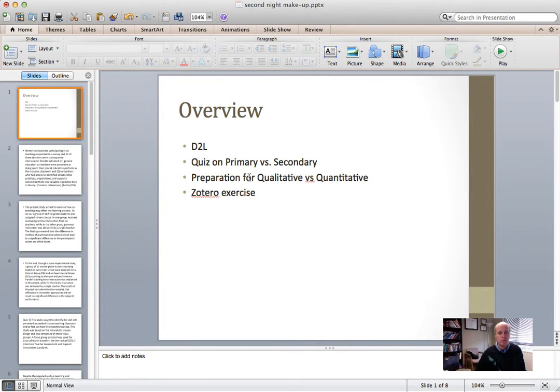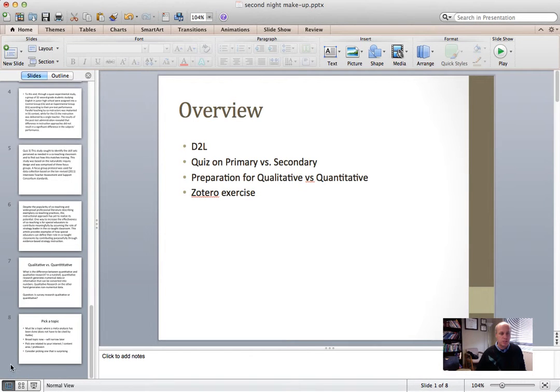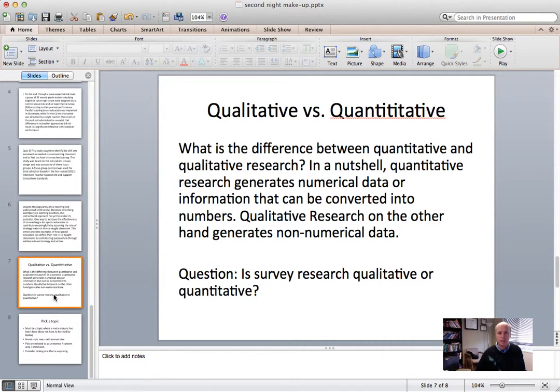Next thing we did was preparation of qualitative versus quantitative, right? This seems like it's a little trickier, but it can be pretty clear. There's a lot of things that differentiate qualitative and quantitative, and there's things that are associated with each, but there's one clear test, and that is what's written here. Quantitative research is anything that generates numerical data or anything that is turned into numerical data.